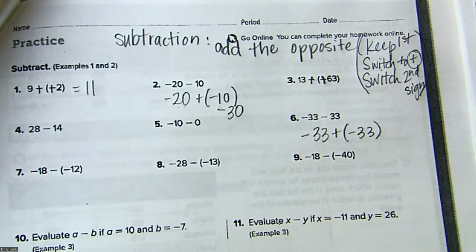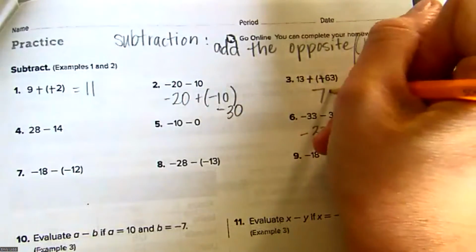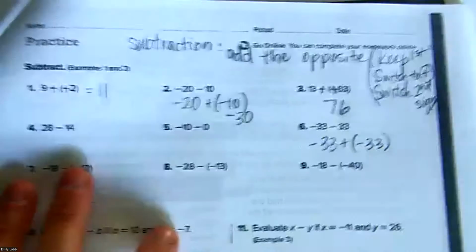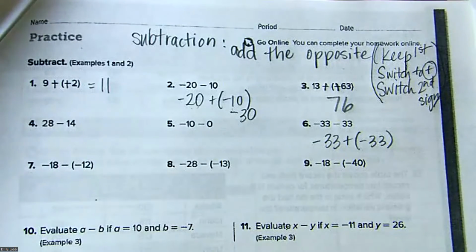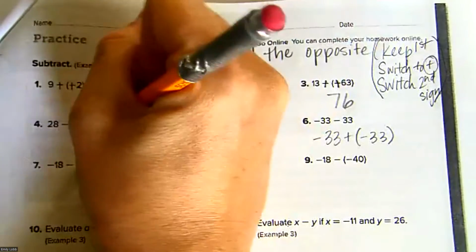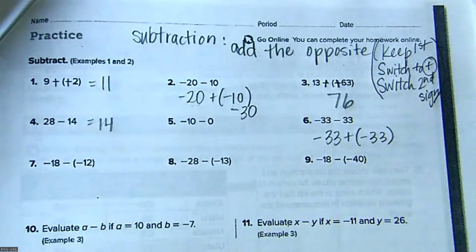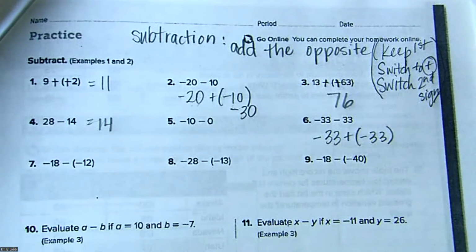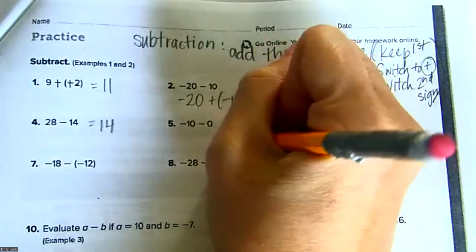What's 13 plus 63? 14 plus 6. I'm on number 3. It is 13 plus 63. 76. I have 7 10s and 6 1s. This is very straightforward. What's 28 minus 14? That's it. What's negative 10 minus nothing? Still negative 10. Yeah.